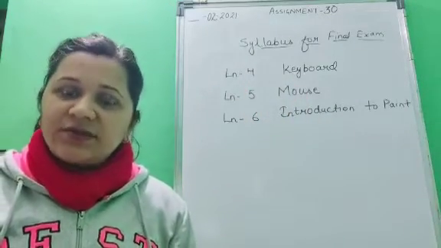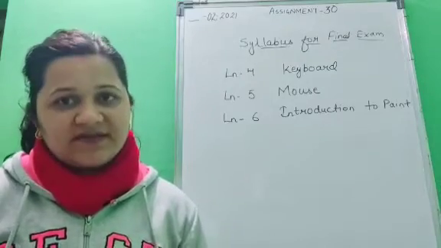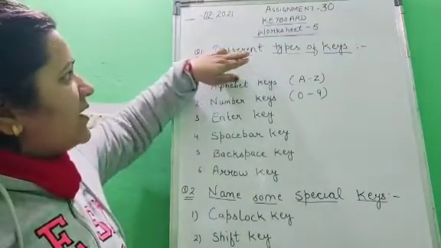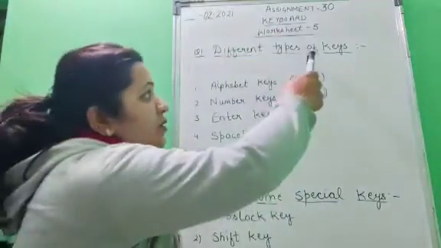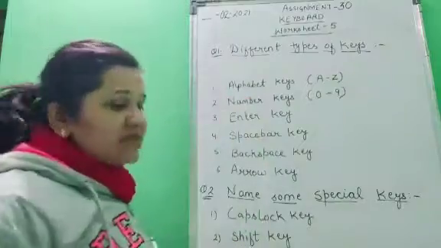Okay, children? So, take out your notebooks and be ready with your pencil and eraser. Question number 1. D-I-F-F-E-R-E-N-T, different. T-Y-P-E-S, types. O-F, of. K-E-Y-S, keys. So children, different types of keys.